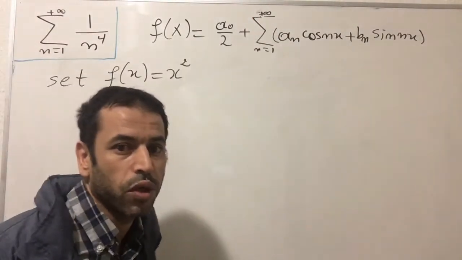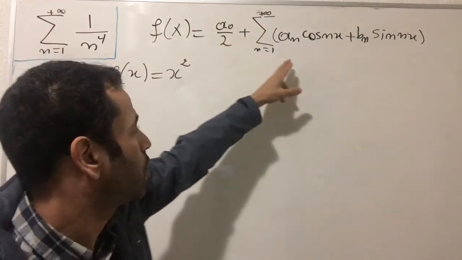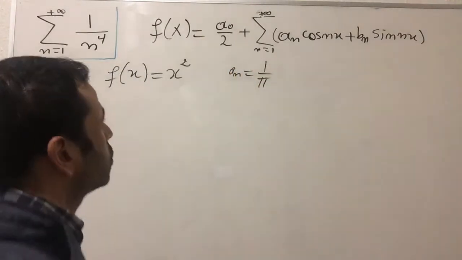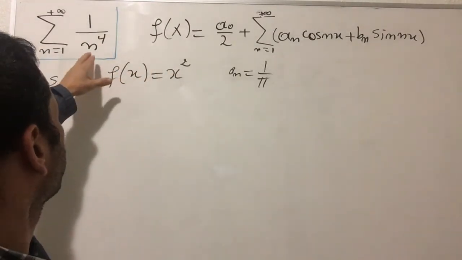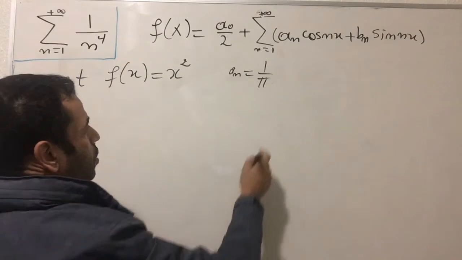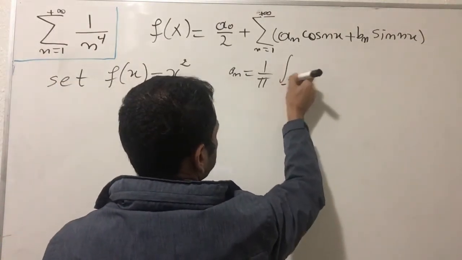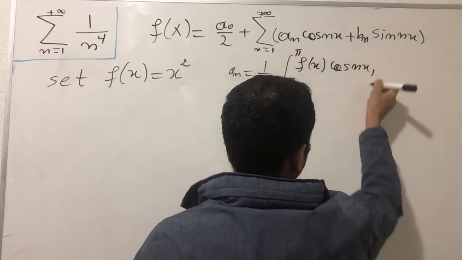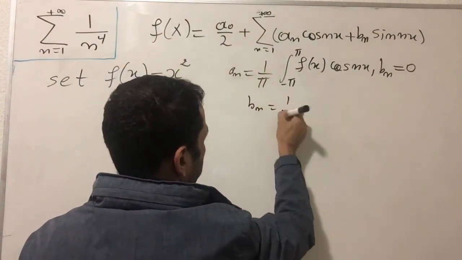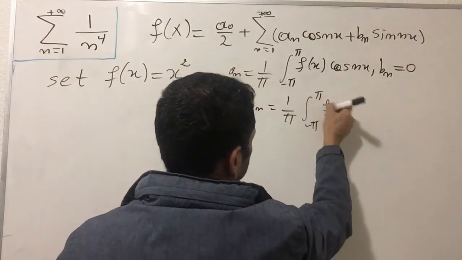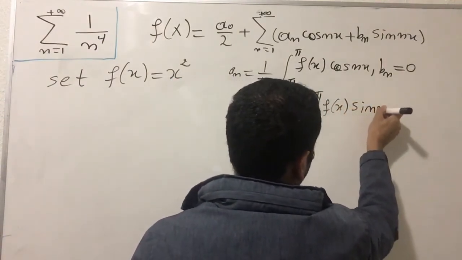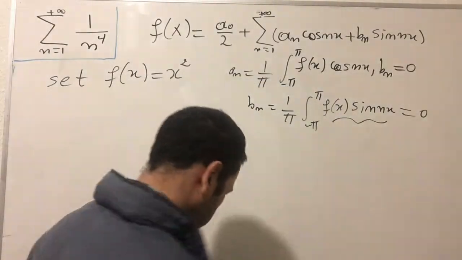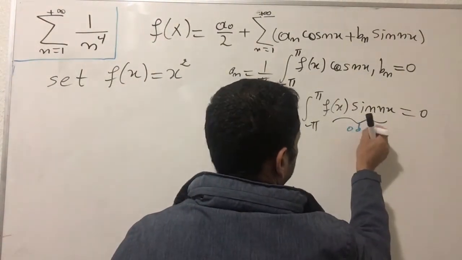What I'm going to do now is calculate the coefficients a sub 0 and a sub n. We previously did the same thing with the sum of 1 over n squared. So a sub n equals 1 over pi, the integral from minus pi to pi of f of x multiplied by cosine nx, and b sub n equals 1 over pi, the integral from minus pi to pi of f of x sine nx, but it equals 0, because this function is an odd function.